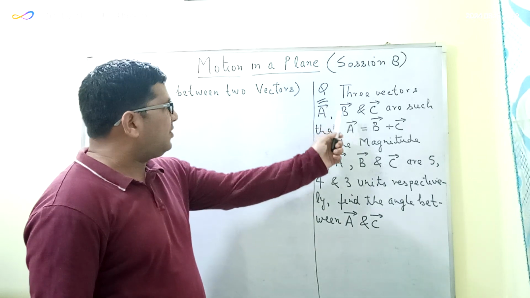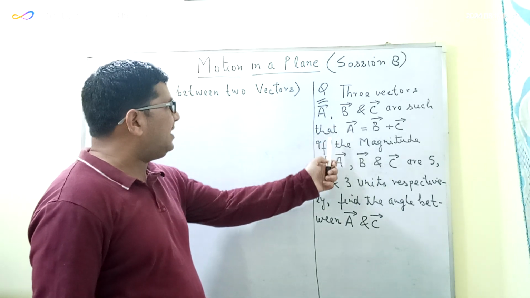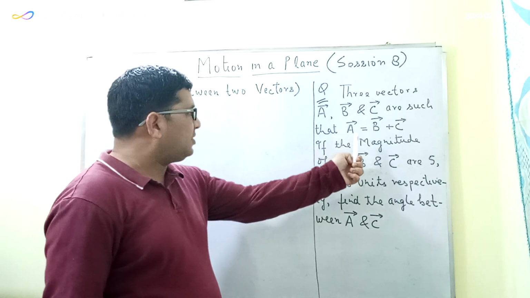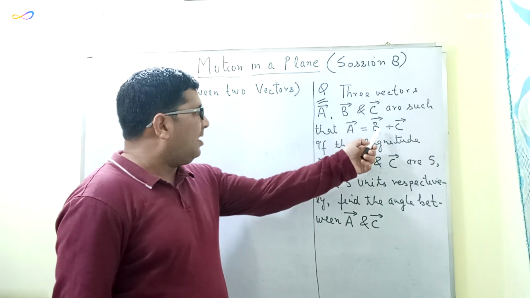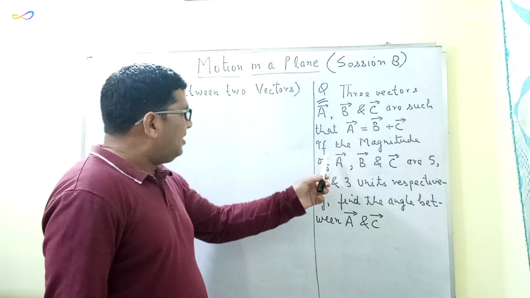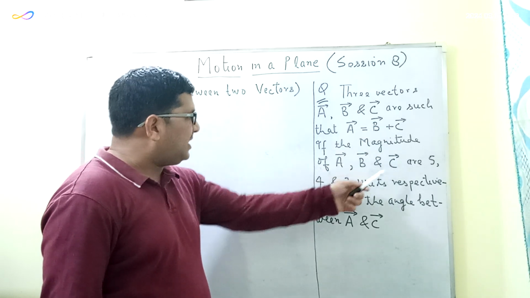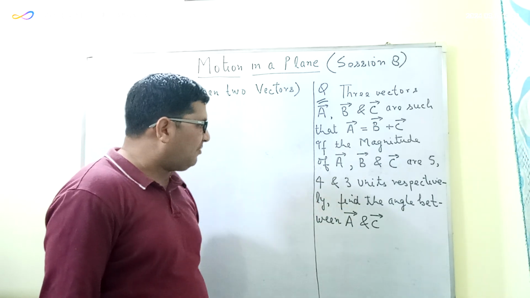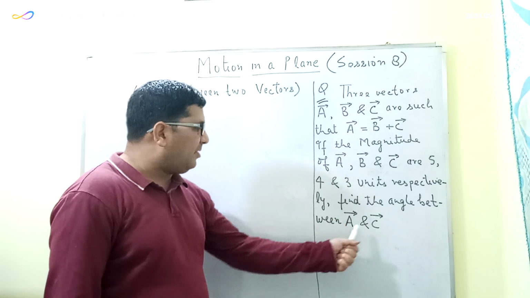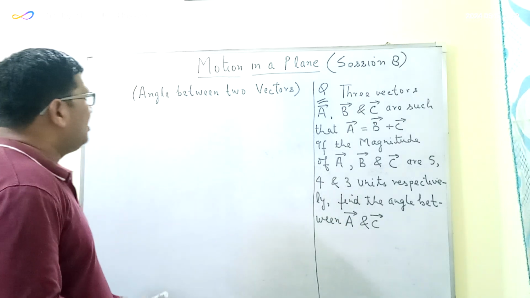The question here is: three vectors A, B, and C are such that vector A is equal to the sum of vector B and C. If the magnitudes of vectors A, B, and C are 5, 4, and 3 units respectively, then find the angle between vector A and C.